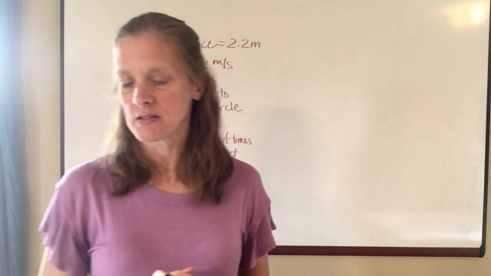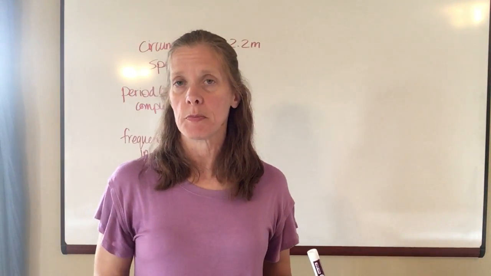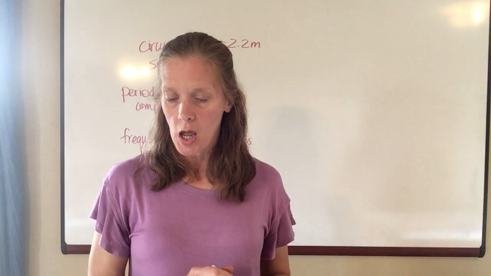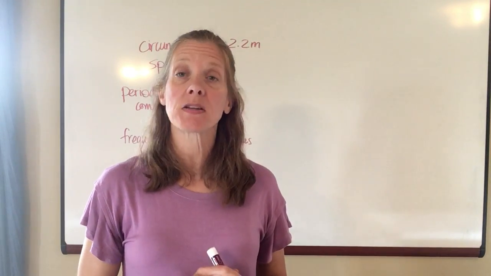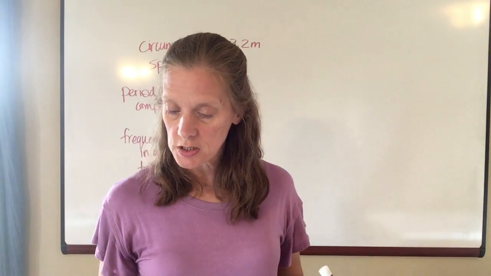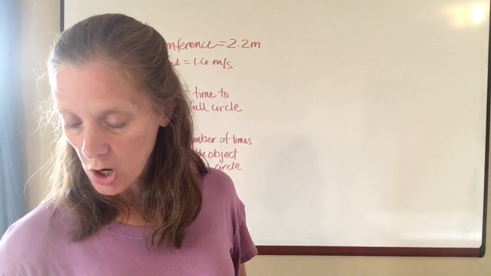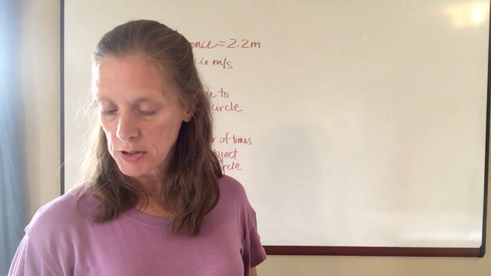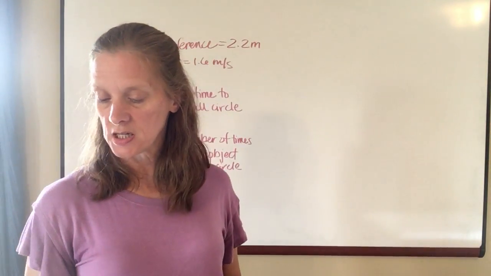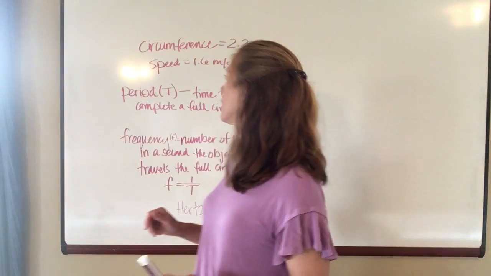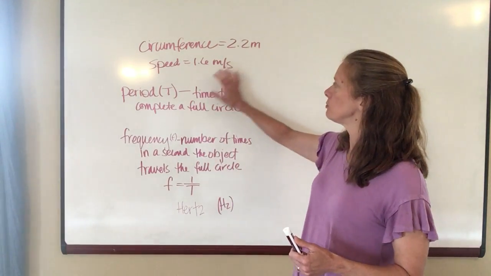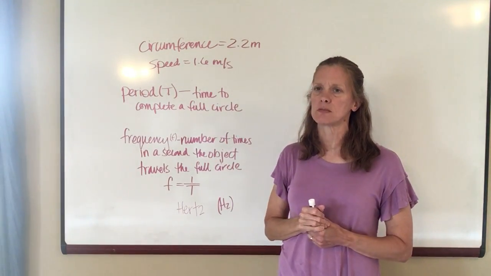And again, not because the math is difficult, but because I want to make sure you understand the concepts. He says a hyperactive dog is running in a circle, and the circle has a circumference of 2.2 meters, and the dog runs at a constant rate of 1.6 meters per second. We want to know what the period and the frequency are. So circumference of 2.2 meters, speed of 1.6 meters per second.